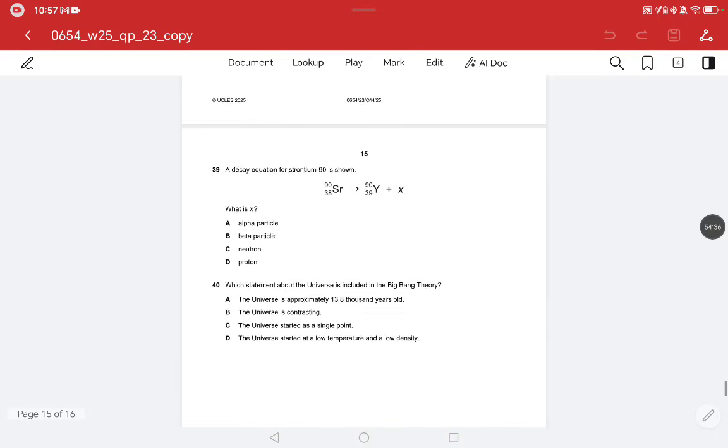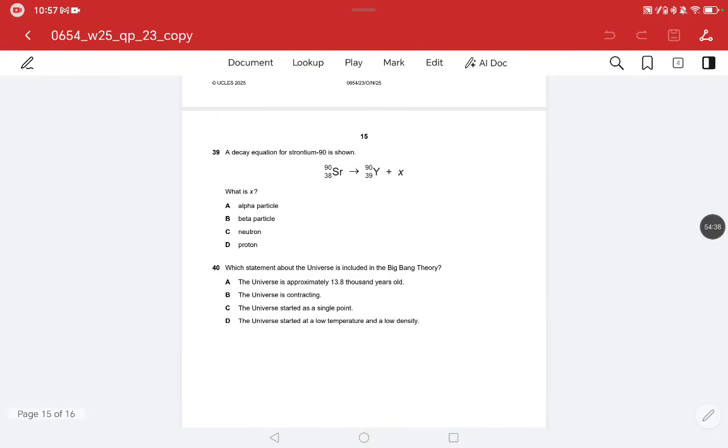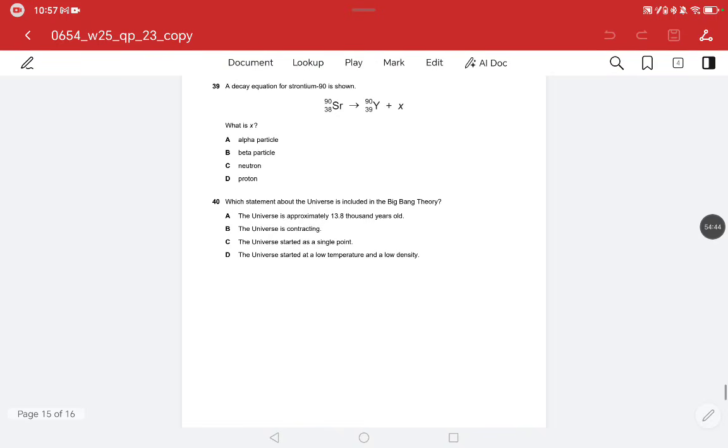Okay, this formula, what we said about alpha, beta, and gamma. We said that also. So here, Big Bang Theory, look here also.